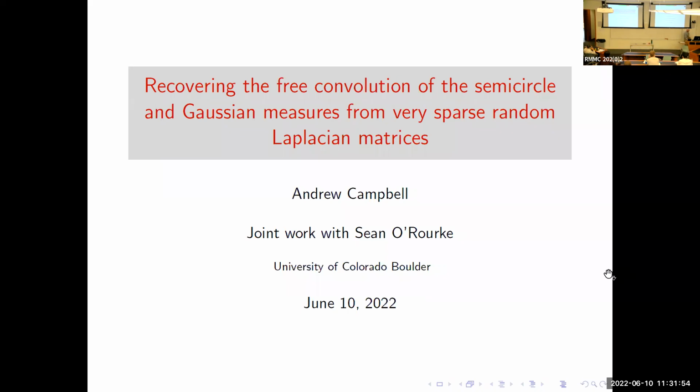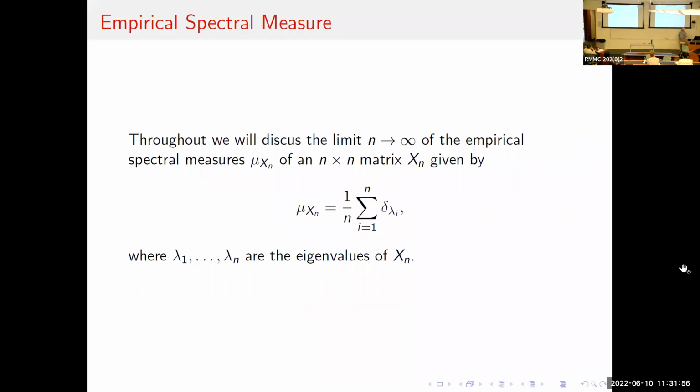Okay. So throughout, we're going to be discussing the empirical spectral measure. We've seen this a few times now. You just put a Dirac mass at every eigenvalue and then scale to keep this a probability measure. So if Xn is a random matrix, this is going to be a random measure. And then, a lot of results in random matrix theory are for certain models of Xn showing that this measure converges to a deterministic limit.